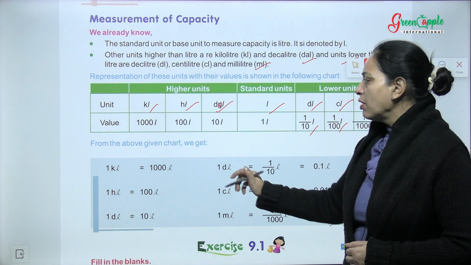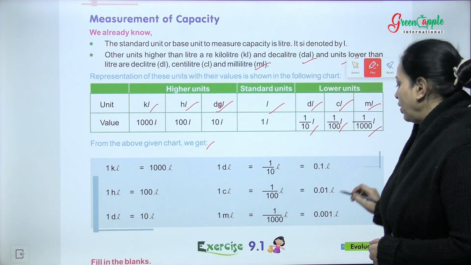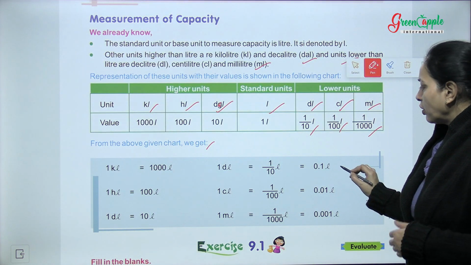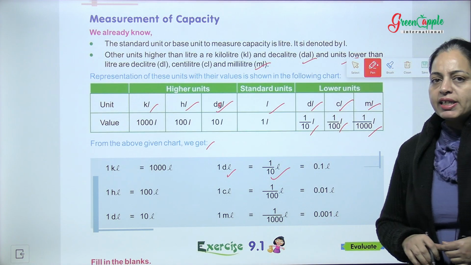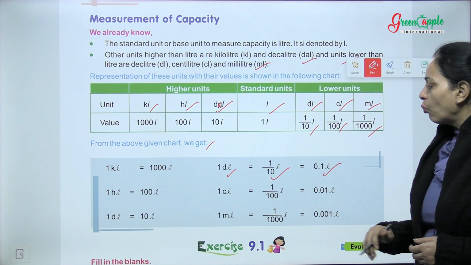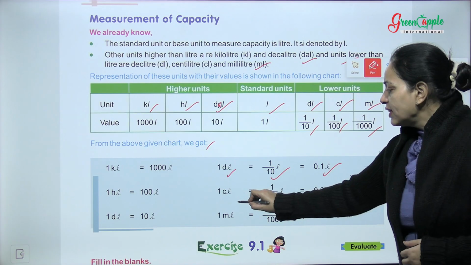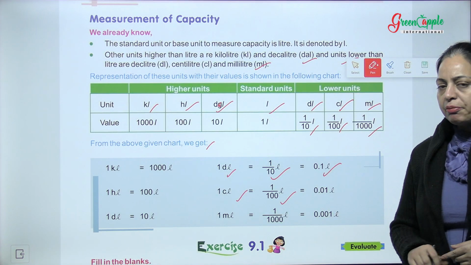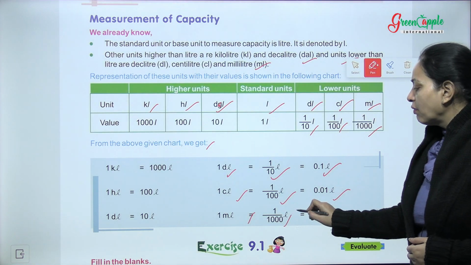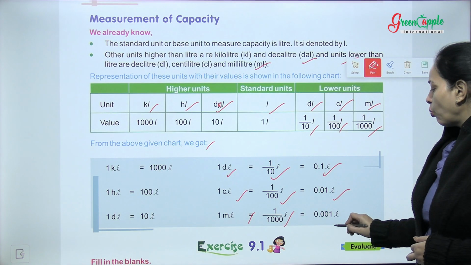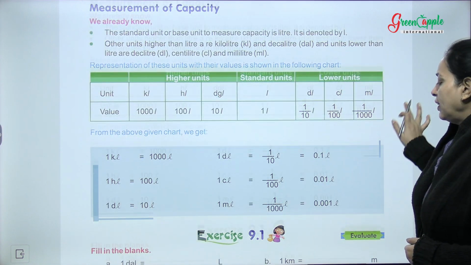So from this above chart we get these relations. Now we are talking about decimals also. 1 deciliter equals 1 by 10 liter. How can we write? 0.1 liter. 1 centiliter, 1 by 100 liter, means 0.01 liter, and 1 milliliter means 1 by 1000 liter, 0.001 liter.